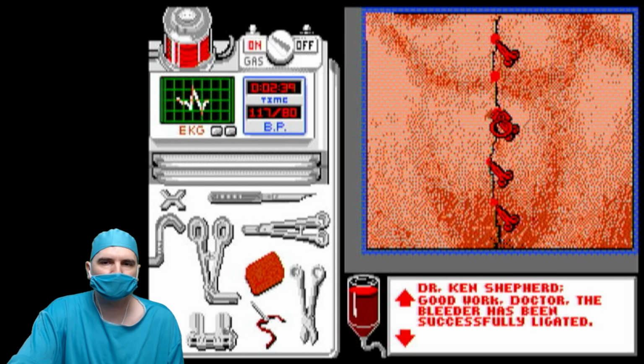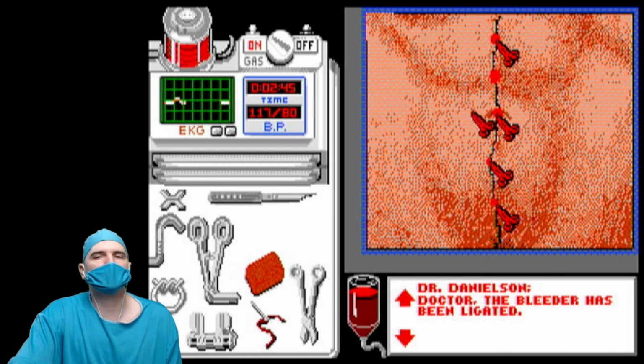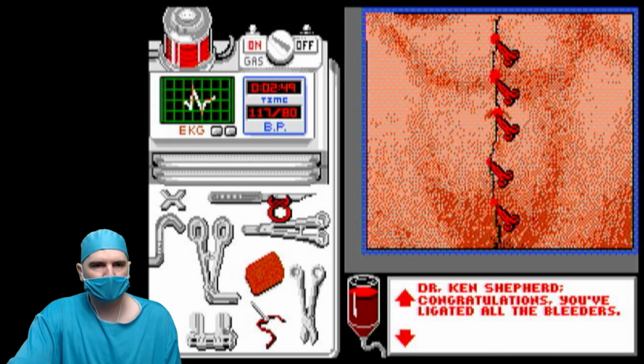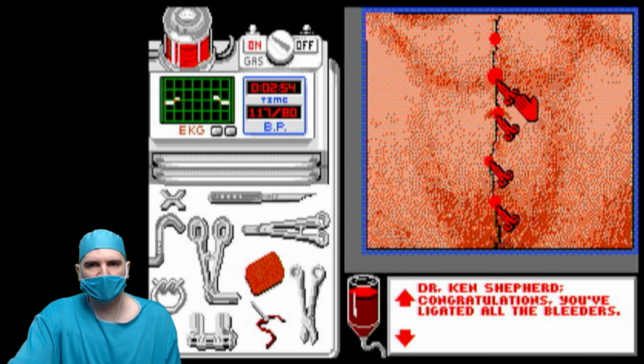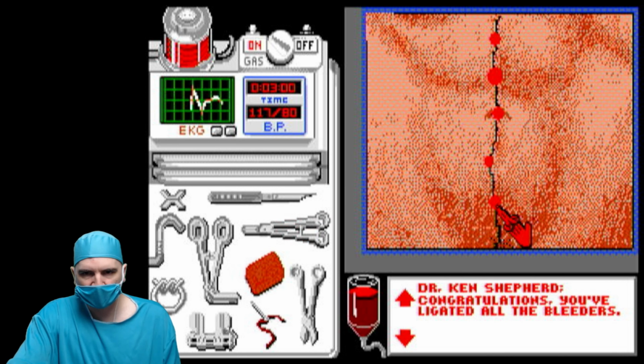Okay, right Doctor, you got that one. The bleeder has been successfully ligated. Do that one as well. Looks good. Bingo, Doctor. You've clamped that bleeder. Congratulations. You've ligated all the bleeders. Tidy as you go. Keep things tidy around here. Keep things professional. And then wipe away the excess blood. Keep things nice and clean.